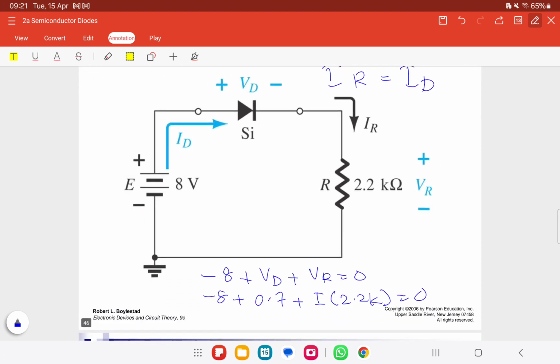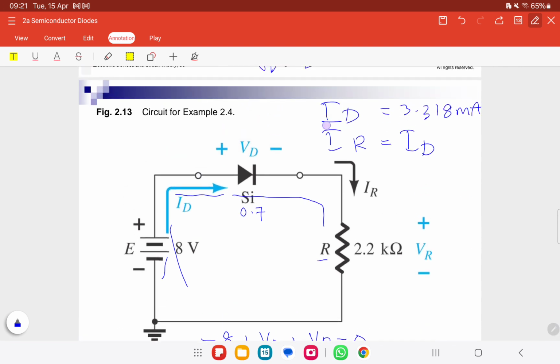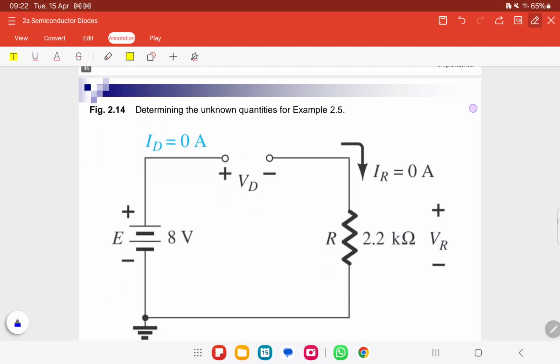Simple loop. This is the KVL. Minus 8 plus 0.7 plus I R. I multiplied by 2.2 equals to 0. Simple KVL. Since it is one loop, we only have one I. So ID is equals to IR. Series, right? Yes, series circuit.